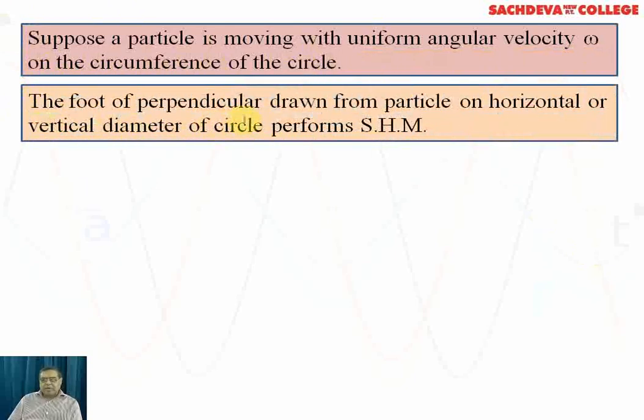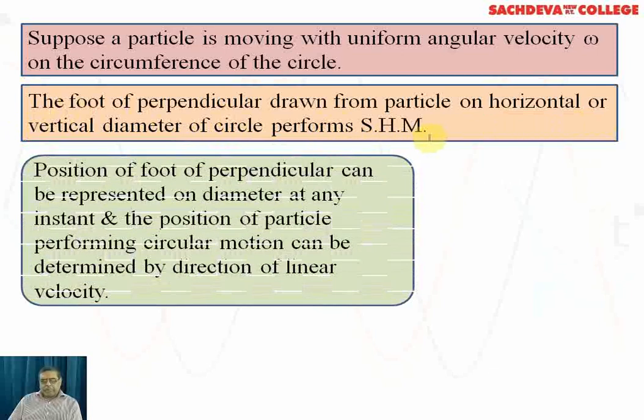The foot of the perpendicular drawn from the particle on a horizontal or vertical diameter of the circle performs a simple harmonic motion. The position of the foot of the perpendicular can be represented on the diameter at an instant, and the position of the particle performing the circular motion can be determined by the direction of linear velocity. That is, when the particle is moving in a circle, at a specific point we draw a tangent, that will be the velocity, and the magnitude of that velocity will be known as speed.